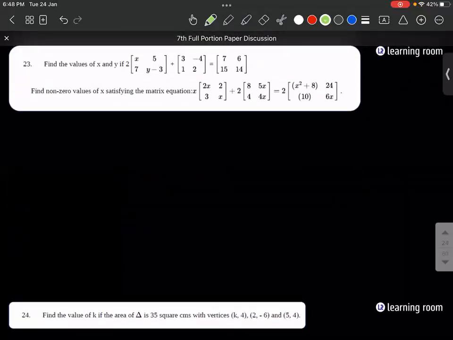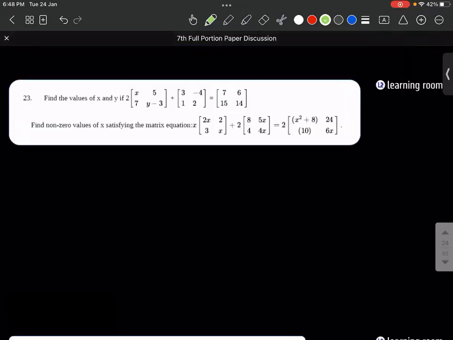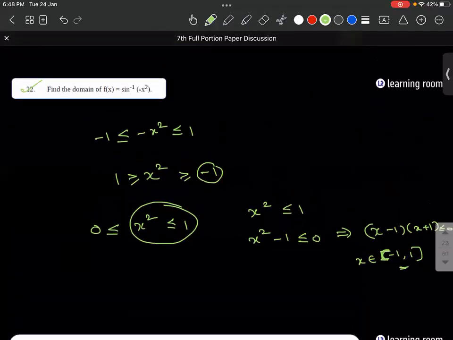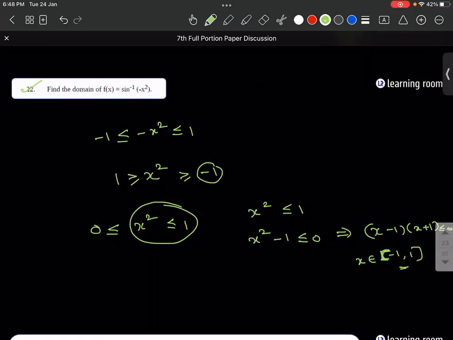Guys, can we discuss faster? Sure. Sir, here, since sine value oscillates between minus 1 to 1, that's the range, right? So it becomes the domain of sine inverse. Sine inverse of minus x square is less than or equal to pi by 2 and greater than or equal to minus pi by 2. When you take sine on both sides, minus 1 is less than or equal to minus x square is less than or equal to 1.